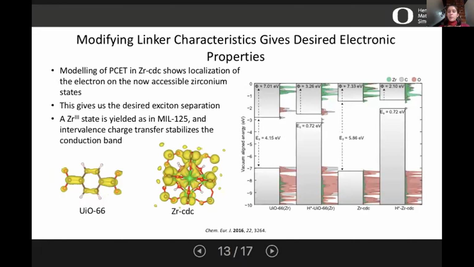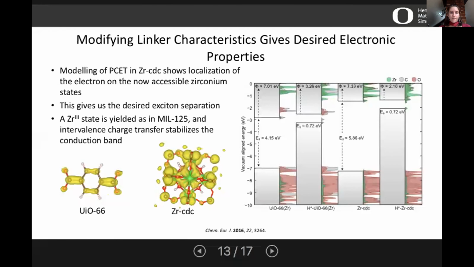And when we go to model our proton-coupled electron transfer process, we see that in zirconium CDC, our added electron is indeed now localized on the accessible zirconium states. So we would be able to see our stabilization from an intervalence charge transfer. And this would give us the long exciton lifetimes that we desire.